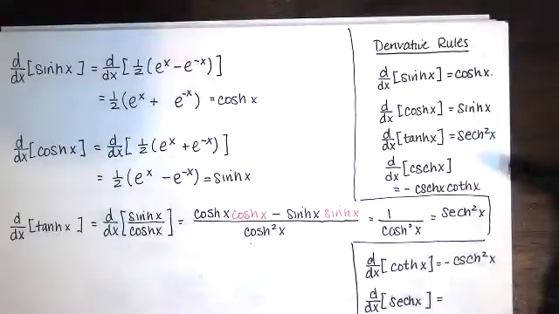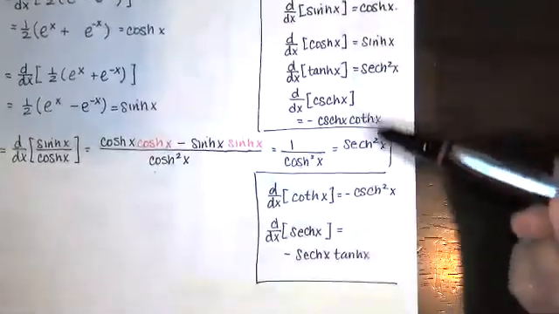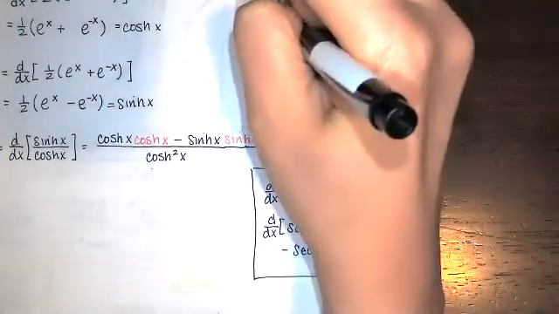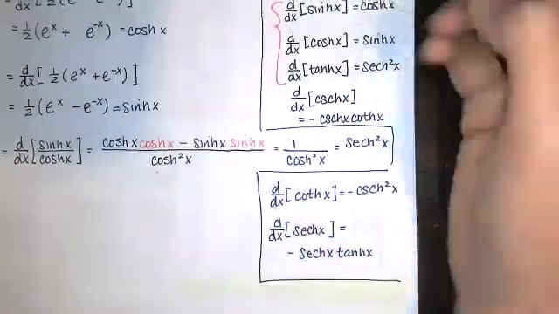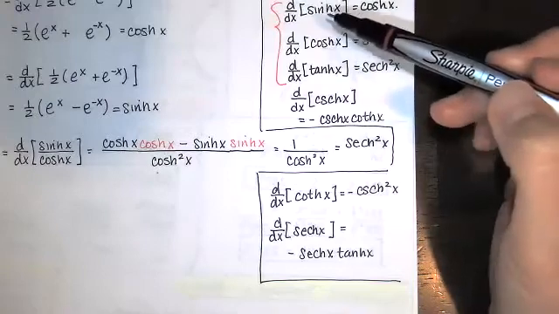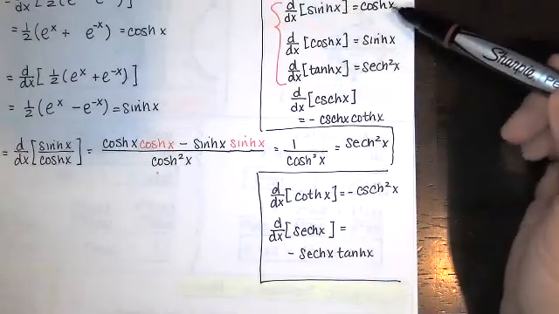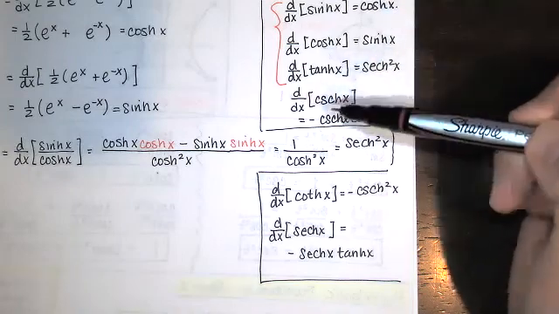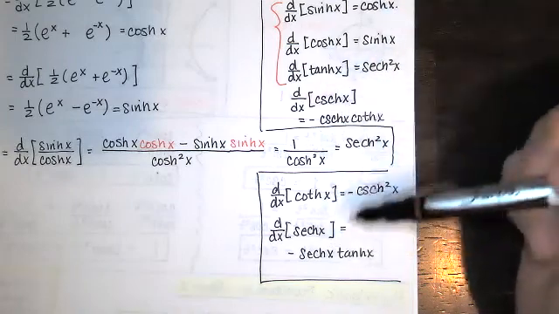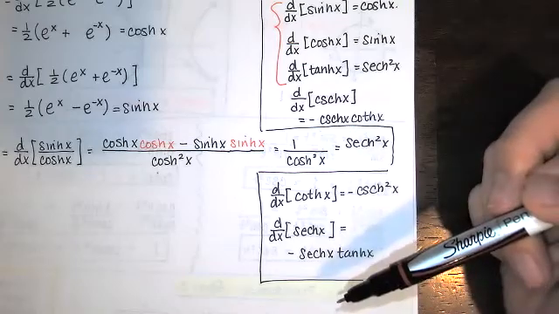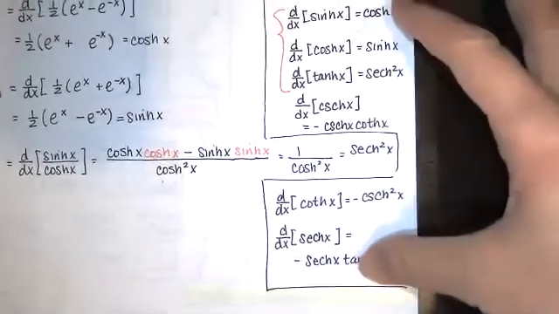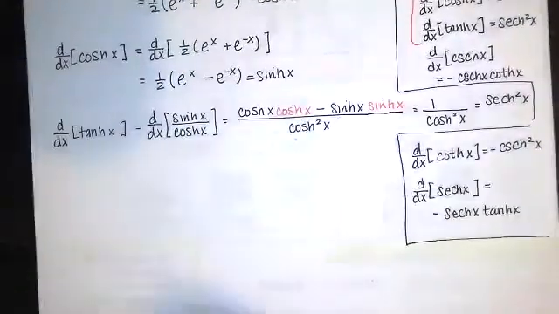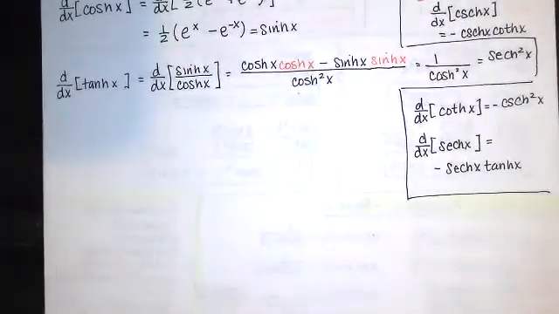Okay, so the rules are exactly what you would expect from your trig rules, except there's a sign difference. The first three, the hyperbolic sine, cosine, and tangent, are exactly what you would expect, but they're all positive. The other three are exactly what you would expect, but they're all negative. So now we've got 6 new rules that we can use in combination with all of our other differentiation rules to find some derivatives.